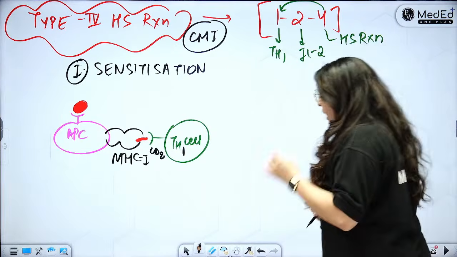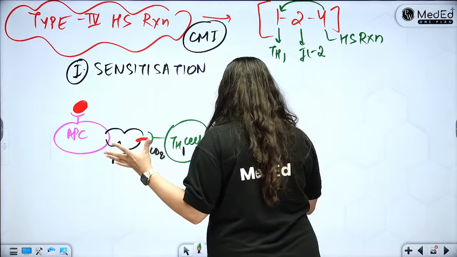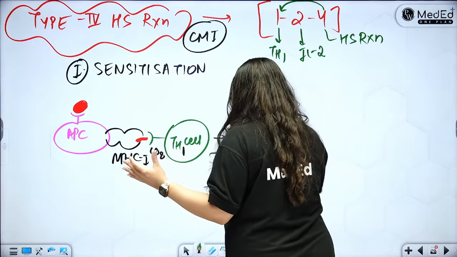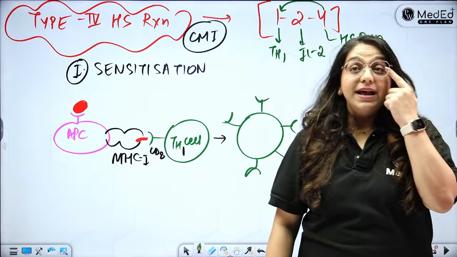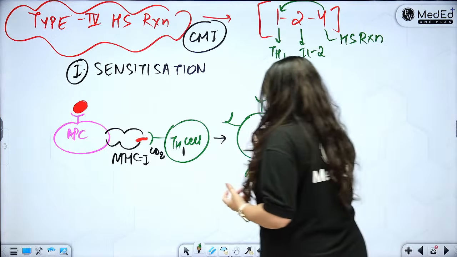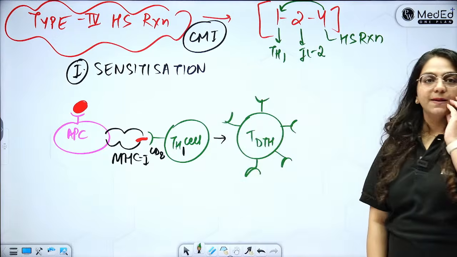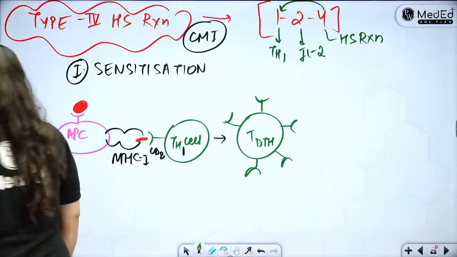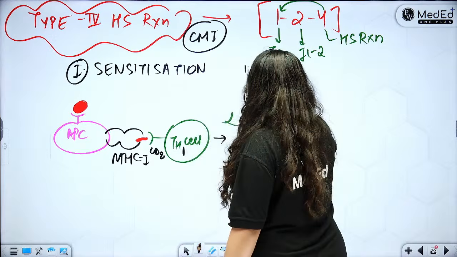Now this T helper 1 cell is activated, it is sensitized. It has all of these receptors which are sensitized for this antigen. What is this T cell now called? This is a sensitized T cell which is called a delayed type hypersensitivity T cell. This is an activated sensitized T cell. Now again a secondary attack happens.